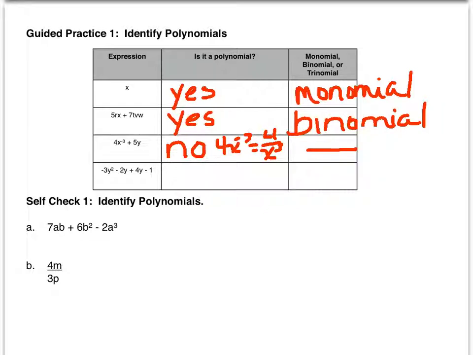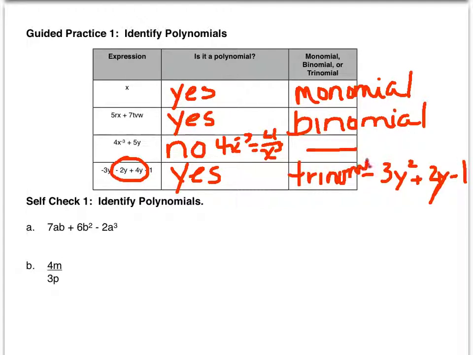The next example is negative 3y squared minus 2y plus 4y minus 1. Yes, this is a polynomial. And this one's a little tricky because at first glance you would think there are four terms, but if you look closely we have two like terms here. So if we simplify it, we get negative 3y squared plus 2y minus 1. So it is actually a trinomial. So be careful with those because they sometimes will be tricky. In self-check 1, you look at examples A and B and determine whether or not they are polynomials.